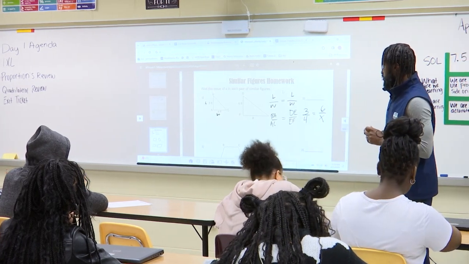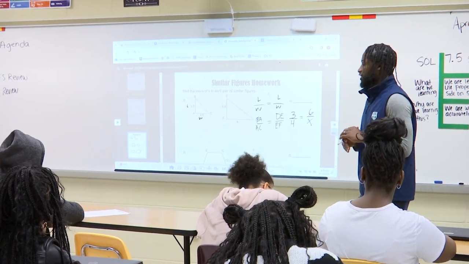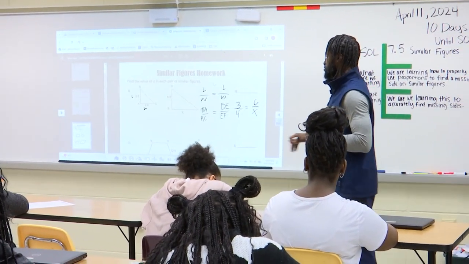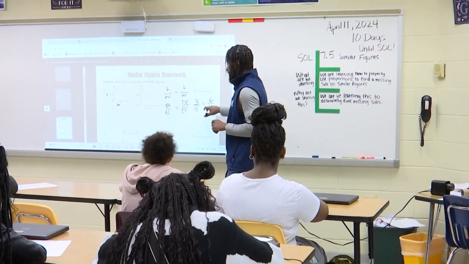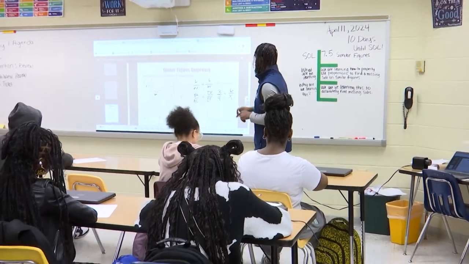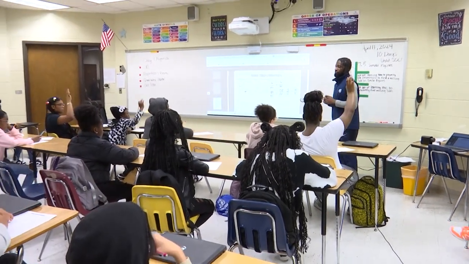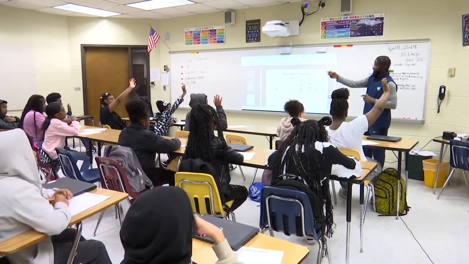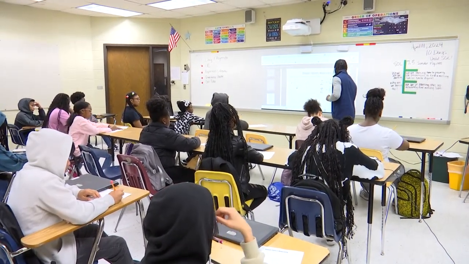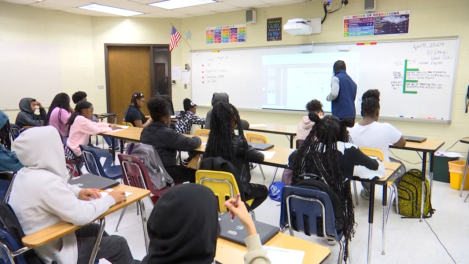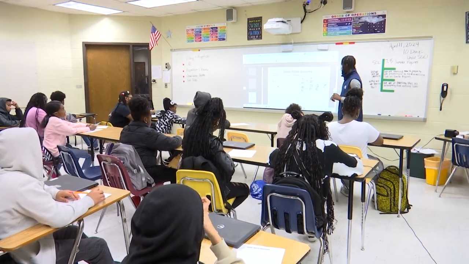So is our variable on the right side or the left side of this proportion? Right side. Right. So to find out what the value of X is, raise your hand if you could tell me what I need to do first. All right, London. 6 times 4. So I need to cross multiply. All right, so I'm going to do 6 times 4. And 6 times 4 gives me what? 24.